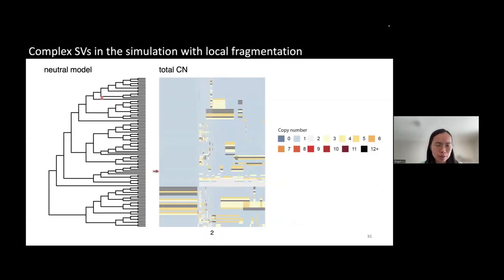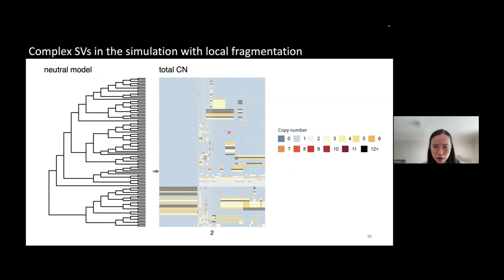So we simulate our model, and we use the model to simulate the cell growth until 100 cells under neutral evolution. We introduced one unrepaired double-strand break. And if we leave this one double-strand break and let it go through the cell cycle and go through the bridge formation and breakage process and also local fragmentation, we can simulate lots of copy number alterations across different cells.